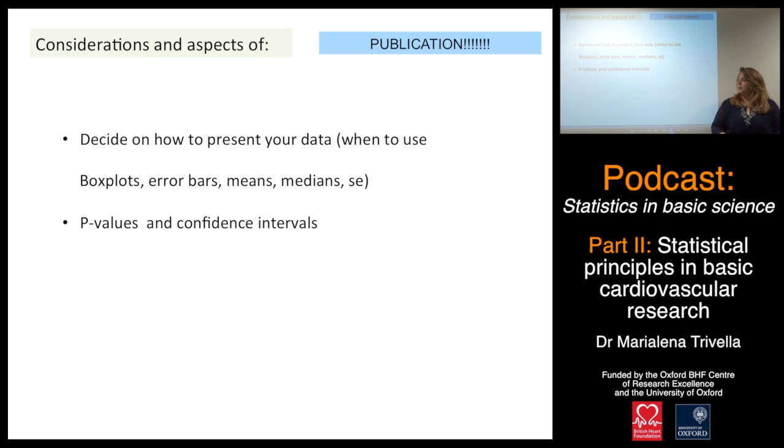Crucially, we need to have p-values and confidence intervals together when we are writing up the results, because as we said earlier, these are complementary. And the information that each one gives helps us to decide how important the effect that we observed is.